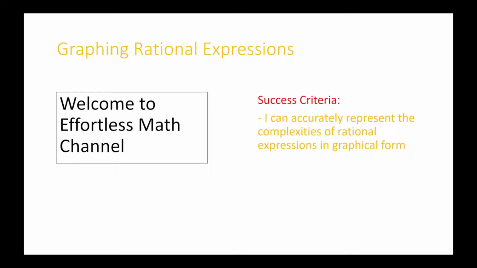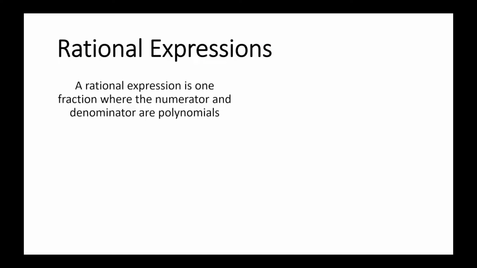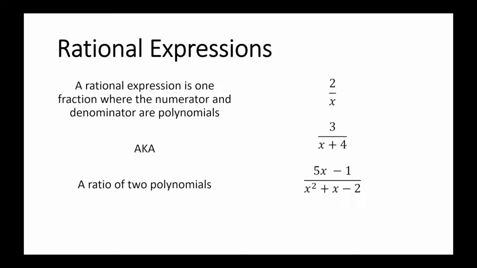Today, we're going to learn how to represent rational expressions in graphical form. What are rational expressions? Rational expressions are fractions where both the numerator and the denominator are polynomials. Another way to think of these expressions is as a ratio of two polynomials. And here are some examples. 2 over x, 3 over x plus 4, and 5x minus 1 divided by x squared plus x minus 2.